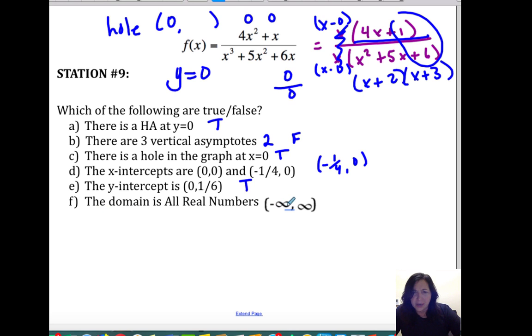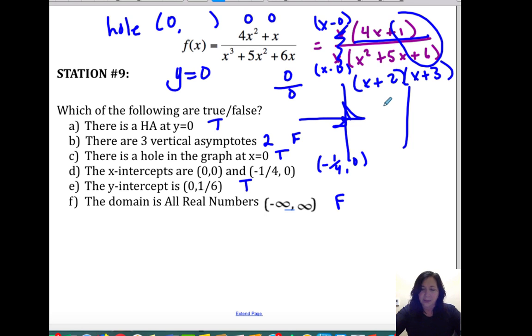And the domain, no, that's not true. As soon as you have asymptotes, you can't have all real numbers as your domain because you have discontinuity there. So that's not going to happen.